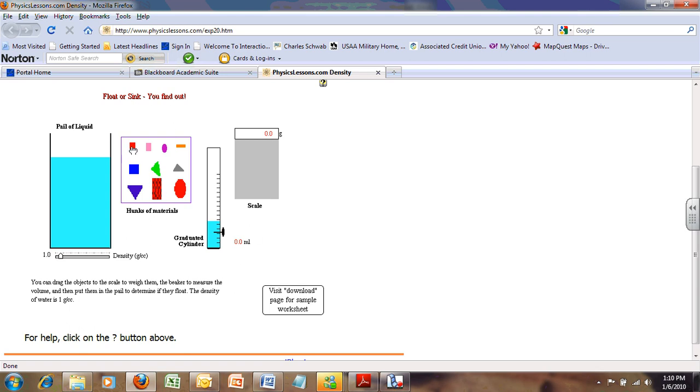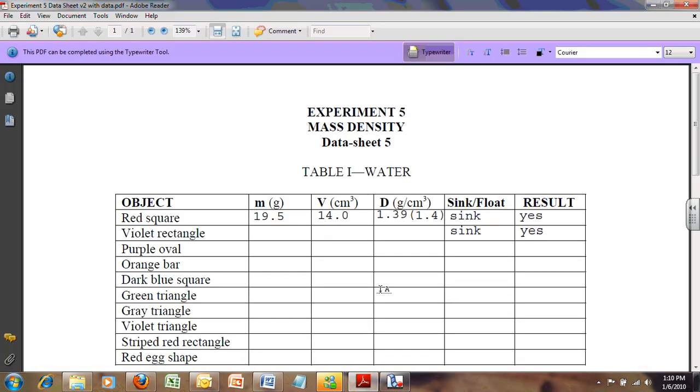So here's the red square. It says place it on the scale. So we place it on the scale, and we can see that the mass is 19.5 grams. Well, in your table, in the worksheet, you're going to put in 19.5, whether you type it in using the typewriter tool or you write it in with pencil. It doesn't matter, but record exactly what you get from the scale.